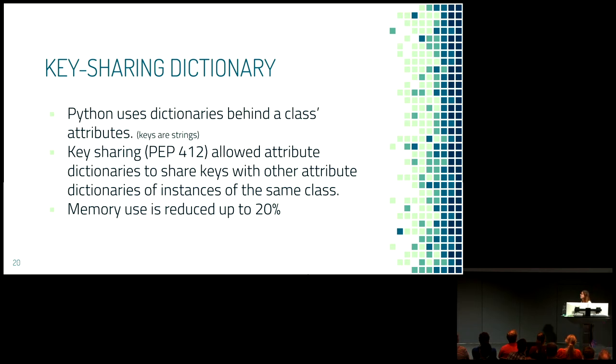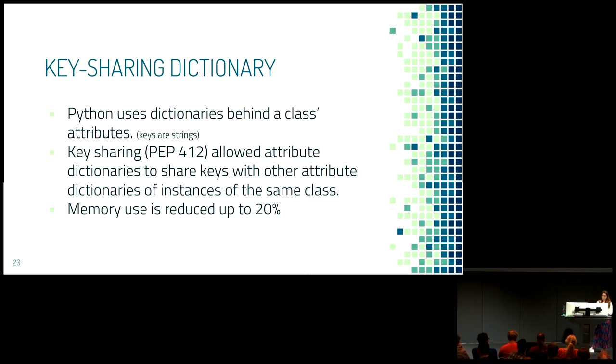This is an old one, key sharing dictionary. And actually, this one is related to the one I'm explaining next as well. So behind the class attributes, there is a dictionary. And if you were here yesterday for the Python object model talk, you saw exactly how to access that dictionary. And that is not so weird to do.